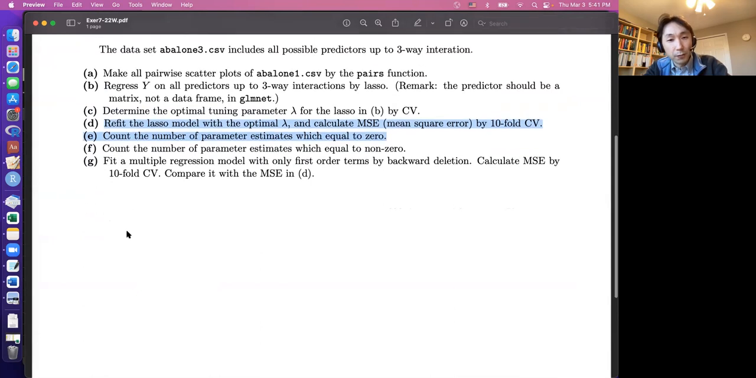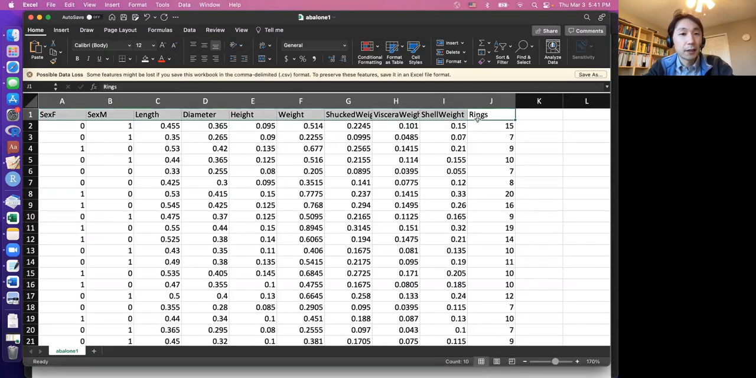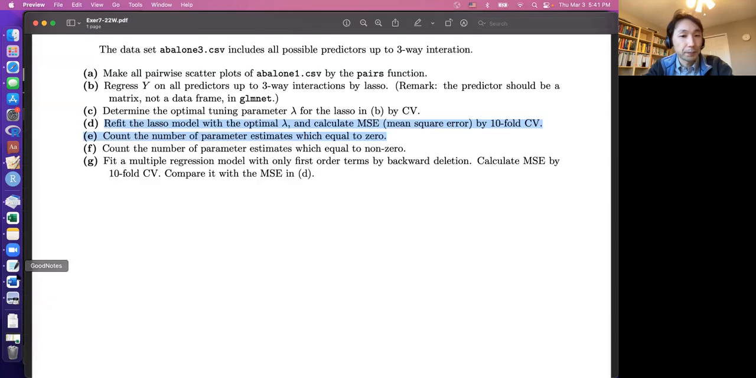So out of 197, how many parameters are non-zero? And how many parameters are 0?